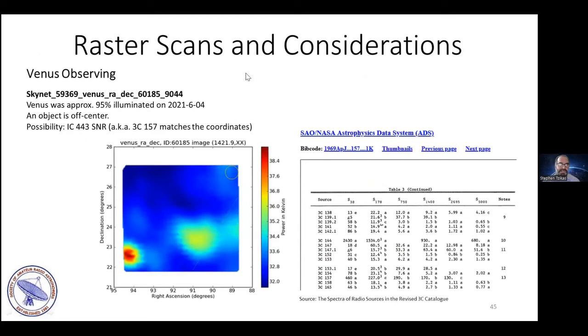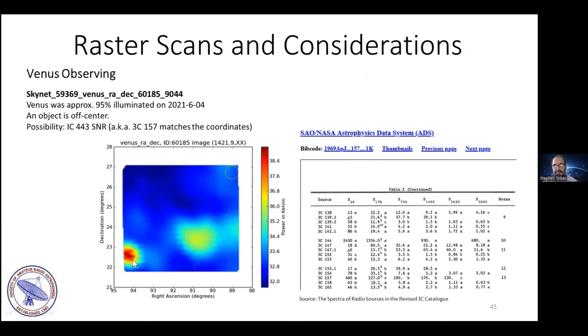Here's one of Venus, where Venus would have been center, but you've got this bright object here. The planets follow the ecliptic in the sky, and there are some things in the ecliptic. In this case, there's IC 443, a supernova remnant.